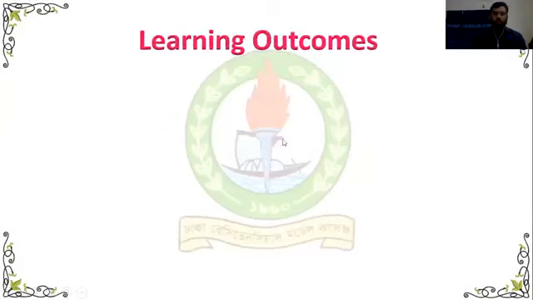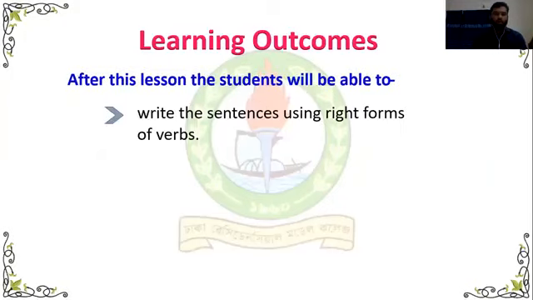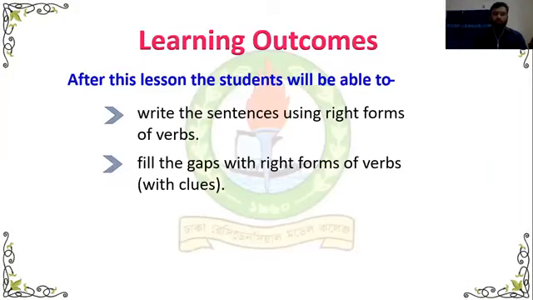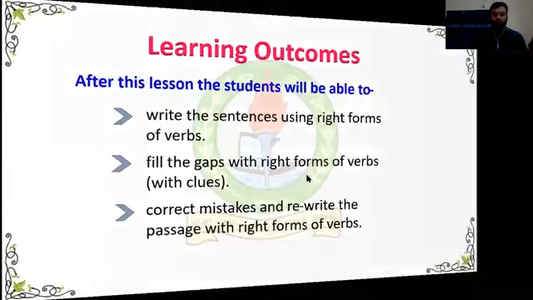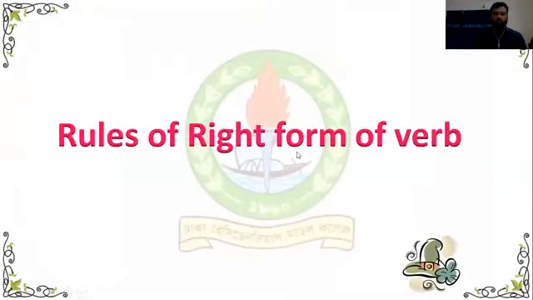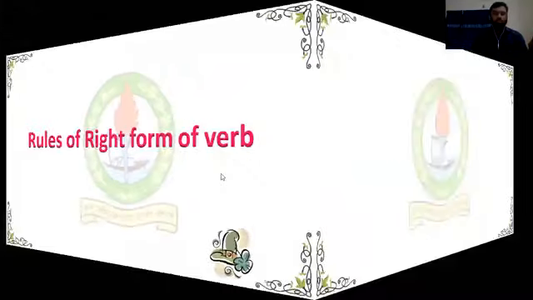So the learning outcomes of today's class: after doing this class, you will be able to write sentences using right form of verbs, fill the gaps with right form of verbs with clues, and correct mistakes and rewrite the passage with right form of verbs. These are the learning outcomes of this class. Now we will learn some new rules of right form of verbs. So let's start.